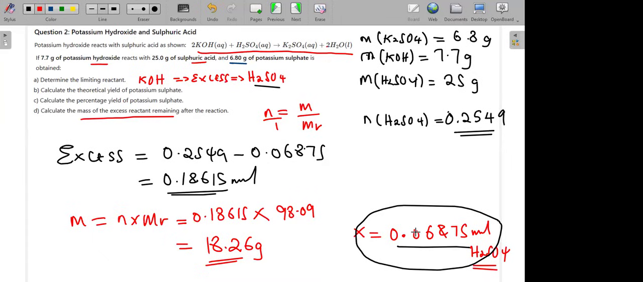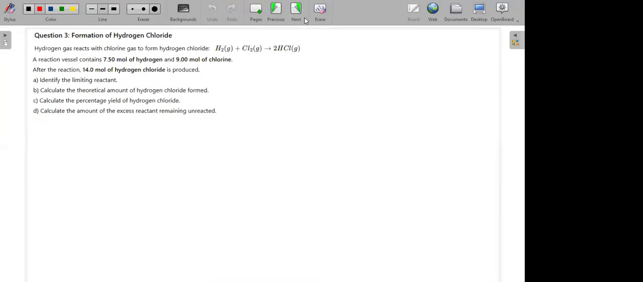All right, so let's look at another question. Again, it's the same concept, just different numbers and different elements. This one is very simple because we've gone through two similar questions. Here they're saying hydrogen gas reacts with chlorine gas to form hydrogen chloride, and they have given us this reaction, which is clearly a balanced chemical equation.